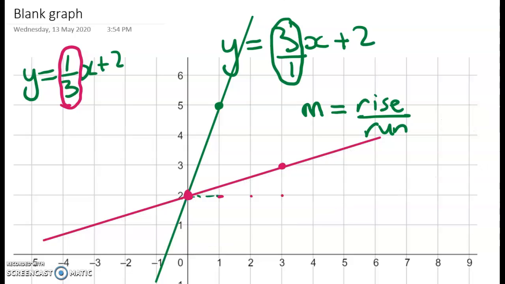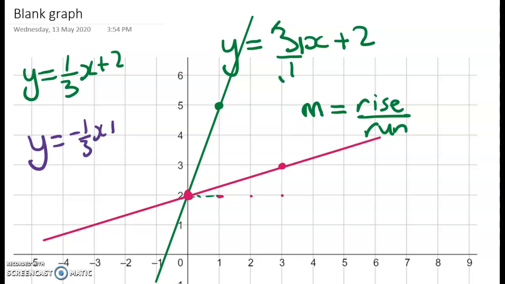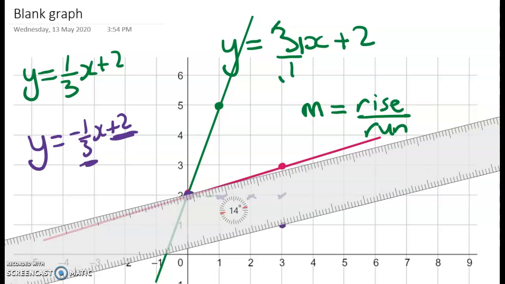Now you should notice, just from looking, that this makes sense with what we know about gradients of graphs, because this one here has got a gradient of 3, so it's a really steep positive gradient, whereas this one over here, 1/3, is still a positive gradient, but it's a much flatter line. The next equation that we had to do is this one. Y equals negative 1/3 x plus 2. So again, we can start with the y-intercept at 2, and we go out 3, right? 1, 2, 3, but now we go down 1, and we join up those 2 points.